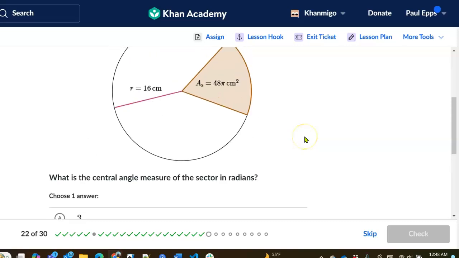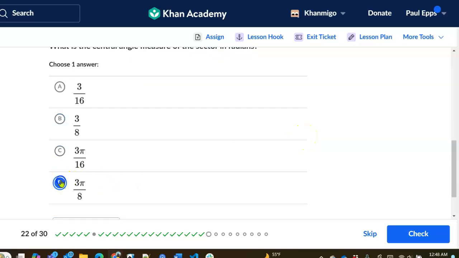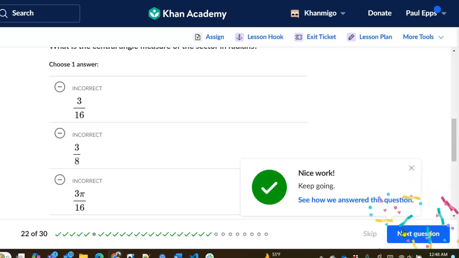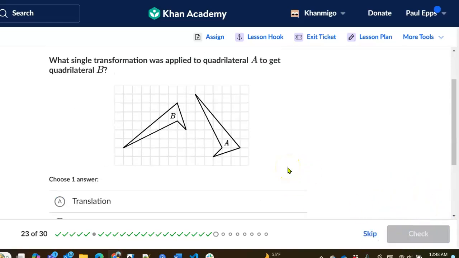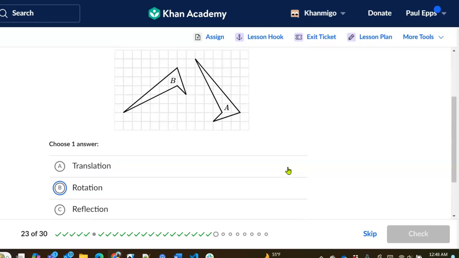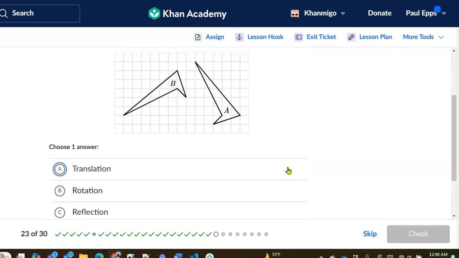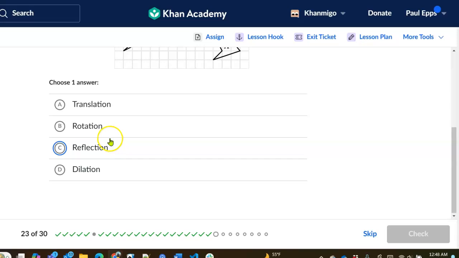What happened? Why did it wipe out my answer? Okay. What single transformation was applied to quadrilateral A to get quadrilateral B? Well, I don't think you can reflect it over anything. It looks like a rotation to me.